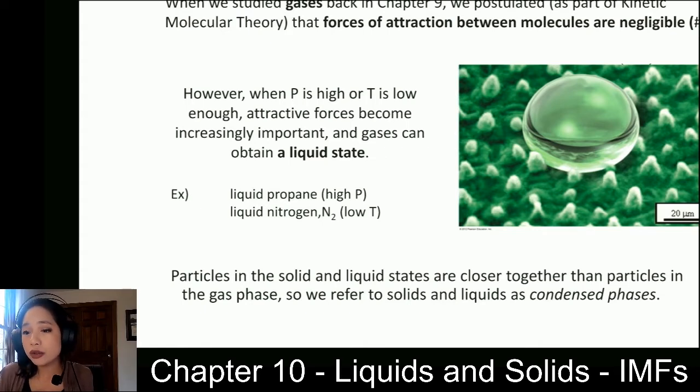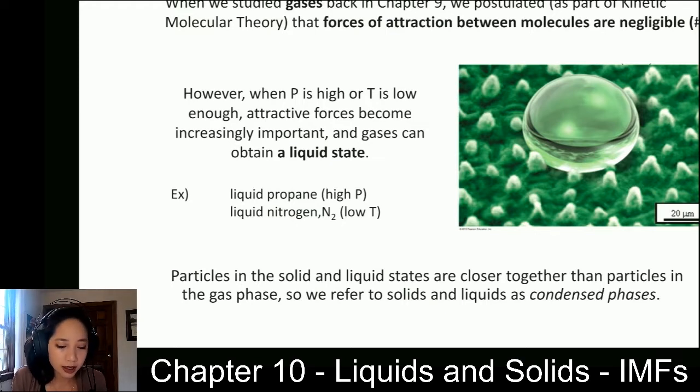Or when temperature is low, when those molecules are moving very slowly, there's not a lot of kinetic energy there for complete elastic collisions. So this is why attractive forces become important when gases are close to becoming the liquid phase, either at low temperature or at high pressure.